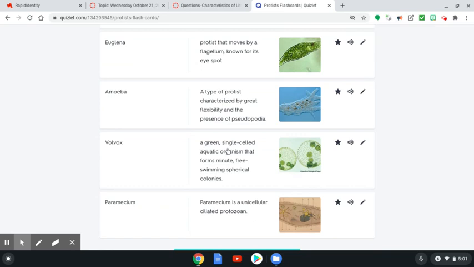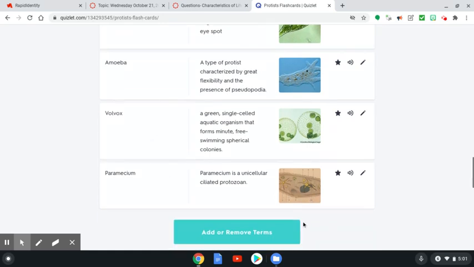Volvox is a green, single-celled aquatic organism that forms minute, free-swimming spherical colonies. So you have, these are like individual volvox. They group together and form a large one. We're going to talk about these protists individually here in more detail. A paramecium is a unicellular ciliated protozoan, and ciliated means that it has cilia that help it move.